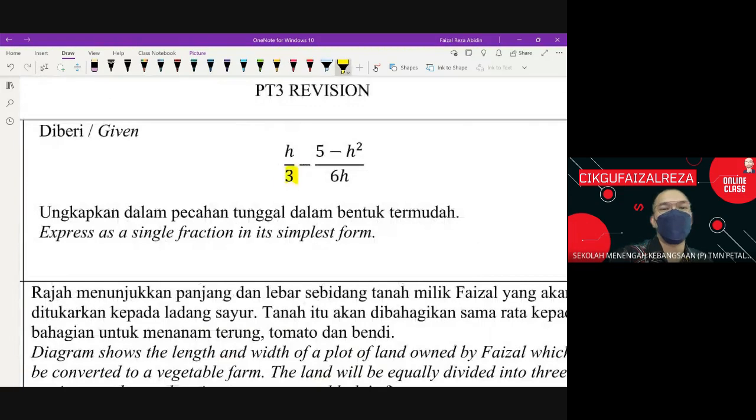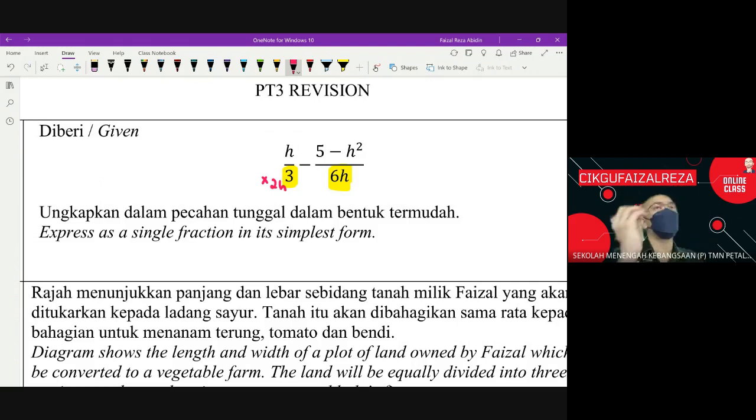You look at our denominator, because the operation here is minus. So in a fraction, you must make the denominators the same first. For times or divide, we do not need to make the denominators the same. So how do I want to make it the same here? This one times 2h, because 3 times 2 is 6 only.